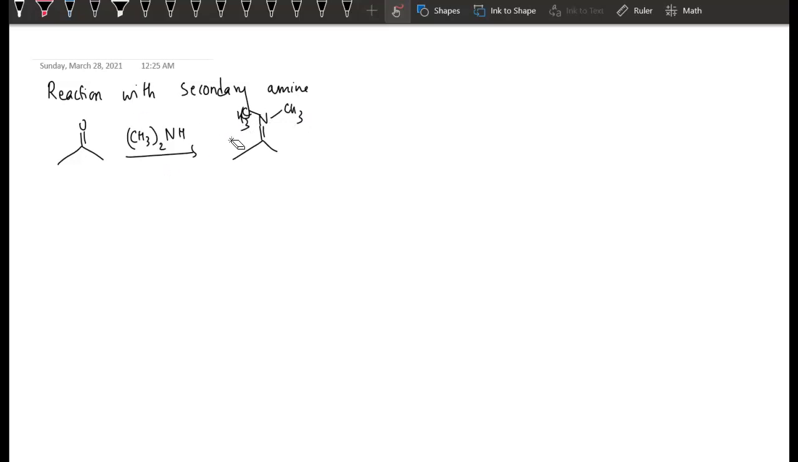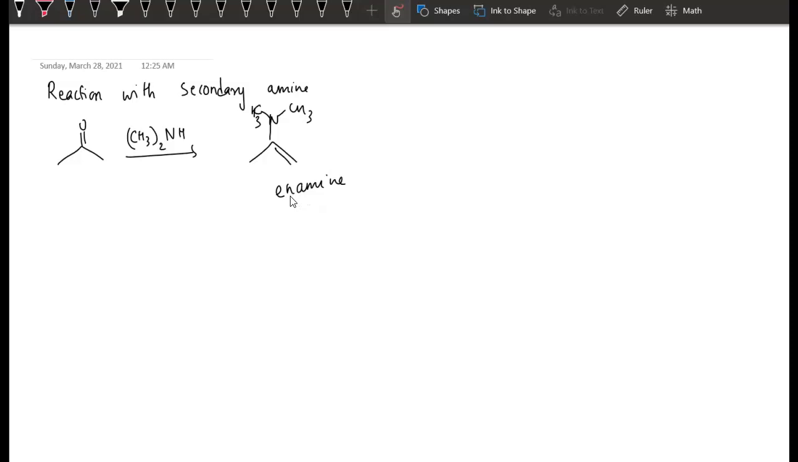Let me erase it and redraw this a little more cleanly. What we end up with is N with a CH3 and a CH3. Oh sorry, you won't get a double bond here. Actually, you get a double bond here. This is what is called an enamine. The other one was an imine. This is called an enamine.